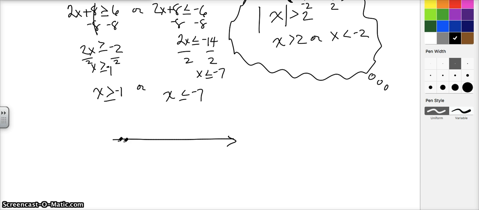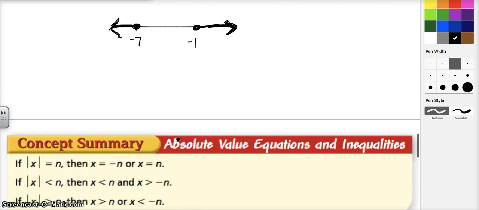Okay. So that's nice. So I have a negative 7 here and a negative 1 here as they would appear on the number line. And then I'm going to have solid dots on both of them. And I'll say that x is less than or equal to negative 7, or x is greater than or equal to negative 1. So we get a union, right? Union of two separate things.